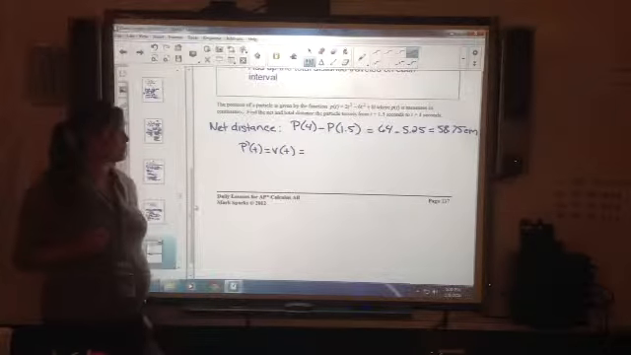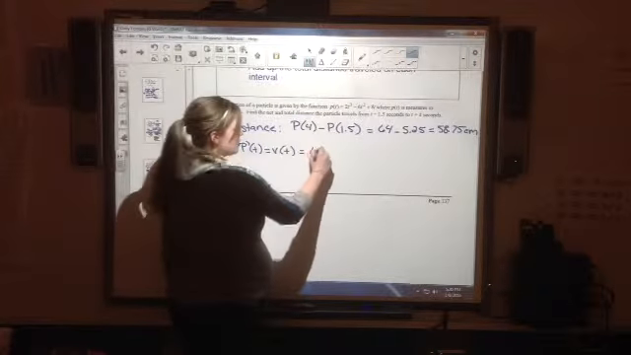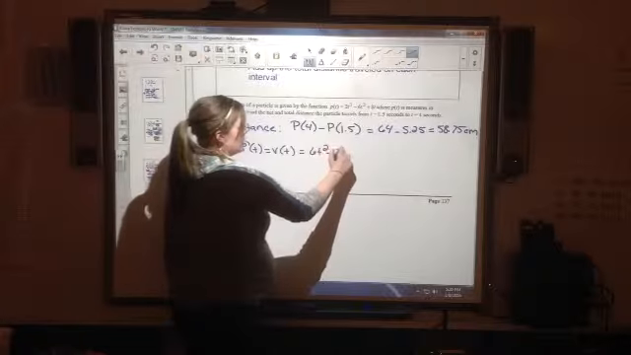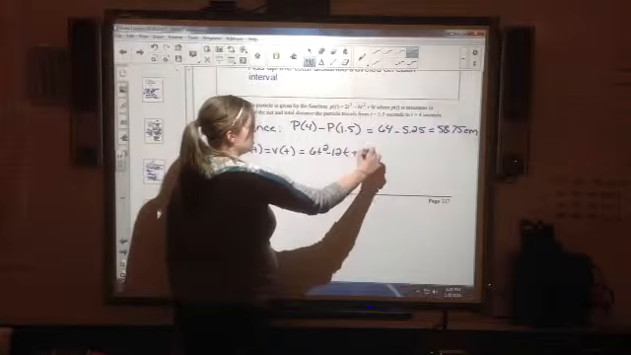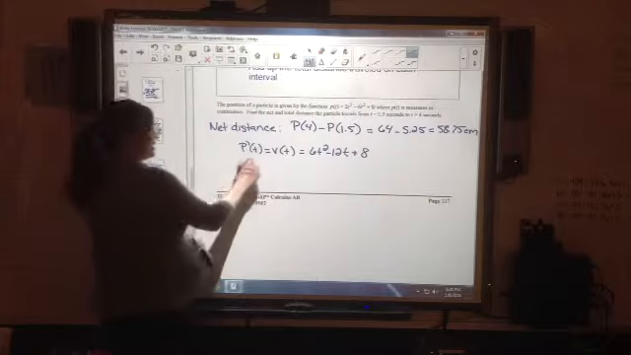Okay, P prime of t is equal to V of t. So I'm going to find the derivative. I get 6t squared minus 12t plus 8. Okay, so what I need to do is set this equal to 0 then.